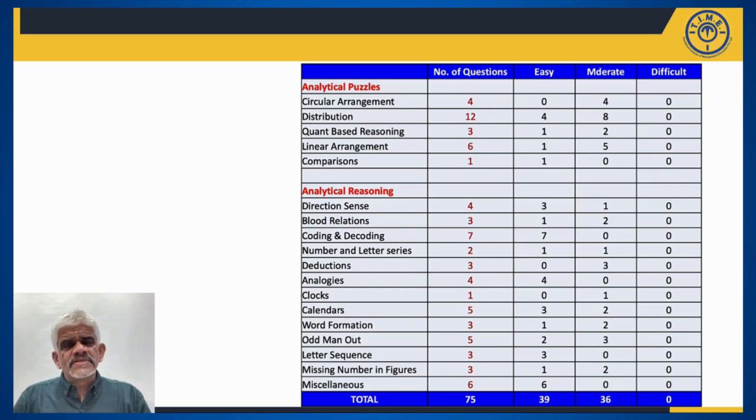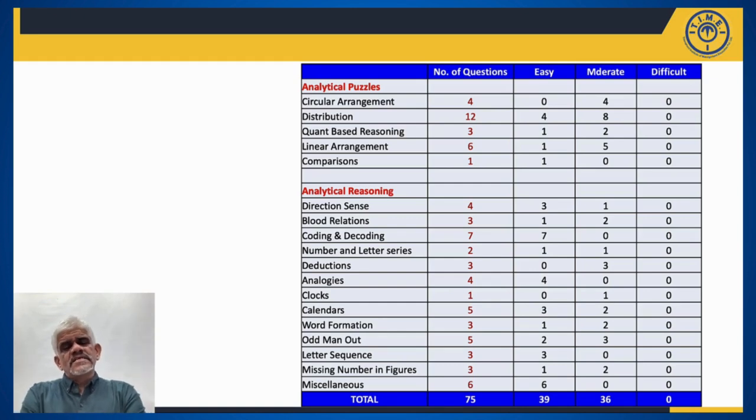In analytical puzzles, there were 4 questions on circular arrangement. Distribution had 12 questions. Out of those 12, 4 were easy but 8 were of moderate difficulty level. So distribution has significant weightage. Quant based reasoning had 3 questions, out of which 2 were moderate and 1 was easy. Linear arrangement had 6 questions, and comparison had 1 question.